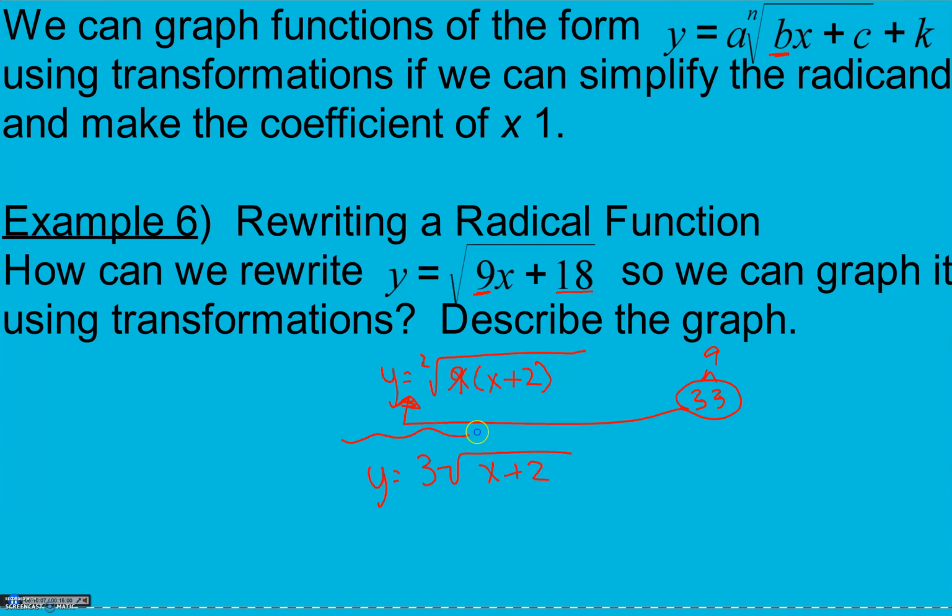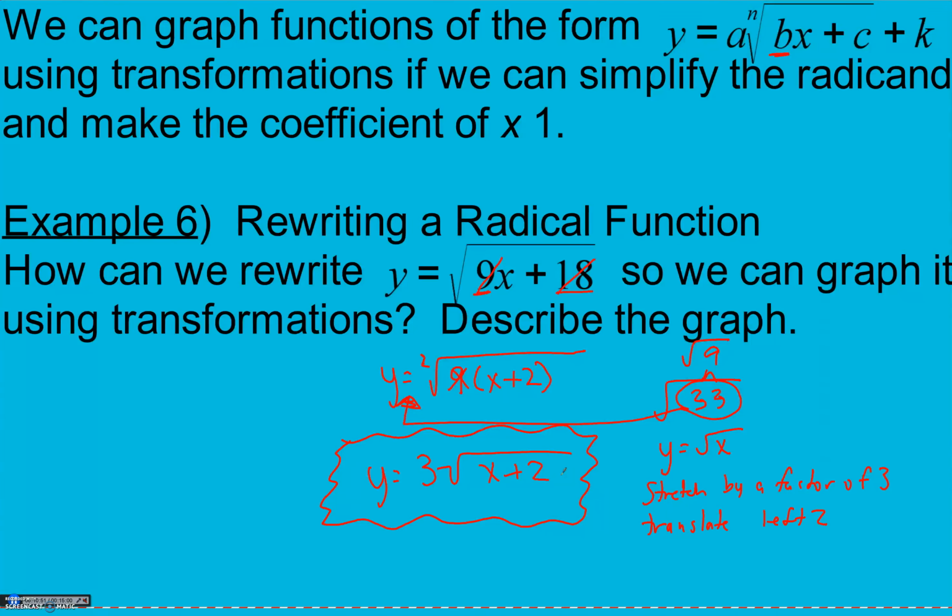And this is rewriting my function in a form that we can graph it using transformations. I took a 9 out of 9 and a 9 out of 18, and then I still had to take the square root of that 9, which gave me the 3 on the outside. Now to describe my graphs, I say what type of graph I start with. So here I'm going to start with the square root of x. That's my parent function. I'm going to stretch it vertically by a factor of 3. And I'm going to translate it left 2 because of what's inside my parentheses.